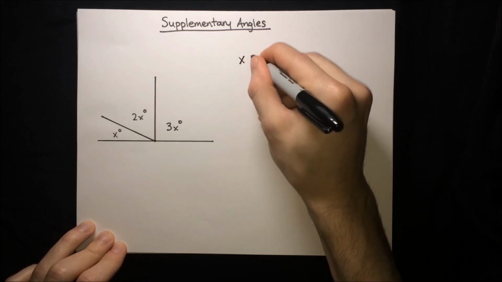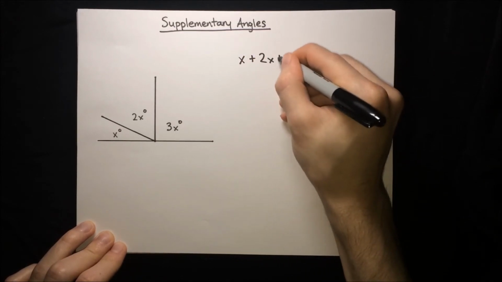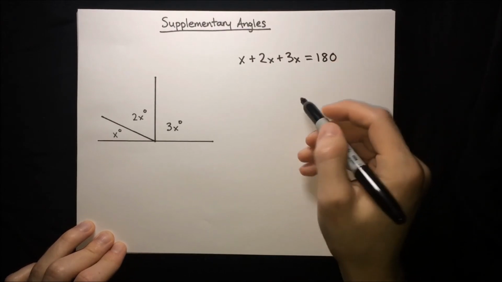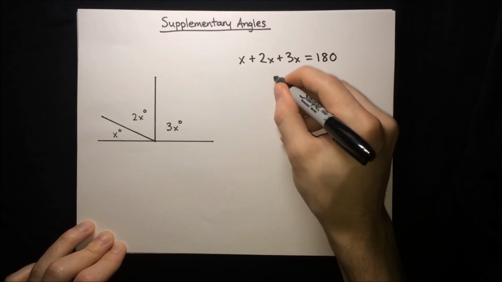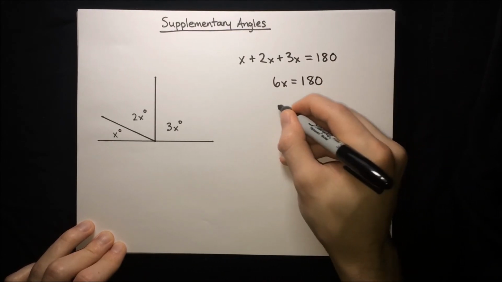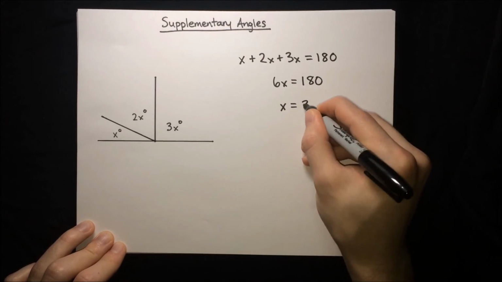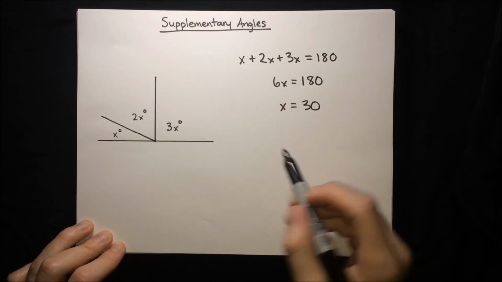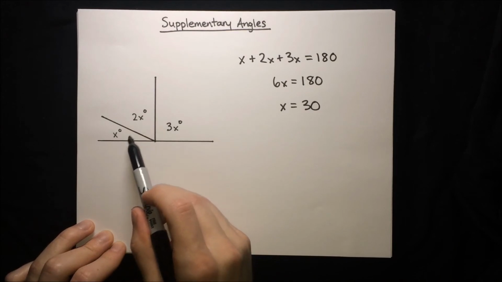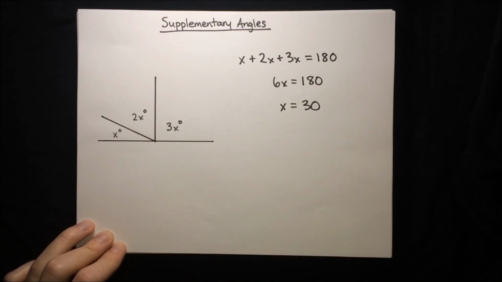We've got x plus 2x plus 3x equals 180. And combining all the x's here, we've got 6x equals 180. Then dividing by 6, we have x equals 30. So multiple angles, no measurements, but we are still able to use supplementary angles to solve for the variable.